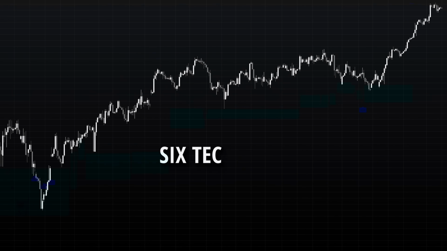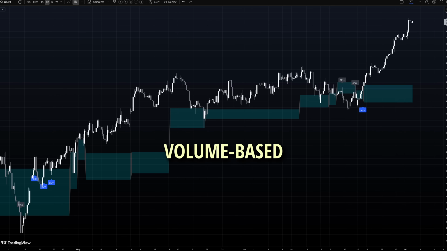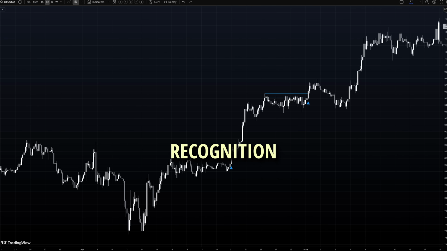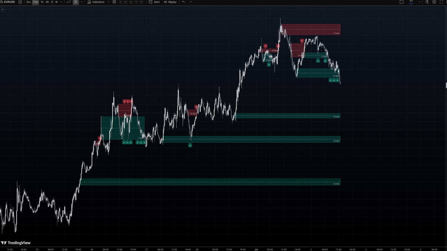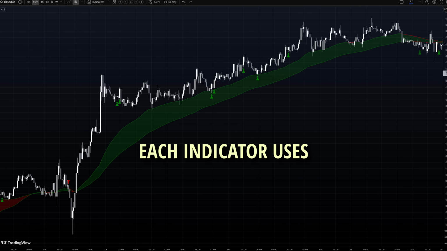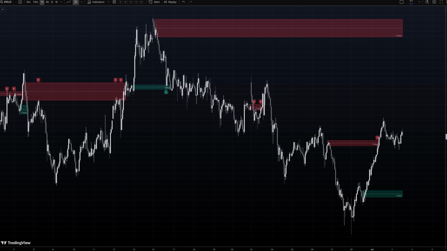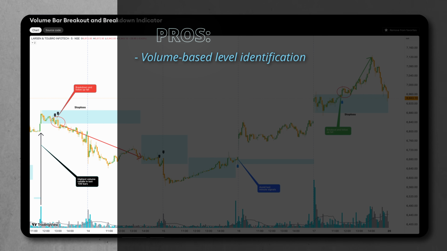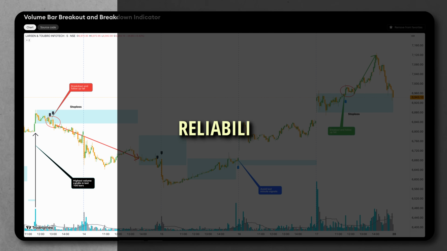This analysis covers 6 technical indicators that combine different approaches to market analysis: volume-based breakout detection, trend probability calculation, pattern recognition, multi-indicator confluence, and adaptive trend following, with supply and demand zone identification. Each indicator uses distinct methodologies, from tracking highest volume bars to analyzing momentum across multiple timeframes. The review examines their technical foundations, practical applications, strengths and limitations, with rankings based on effectiveness and reliability.